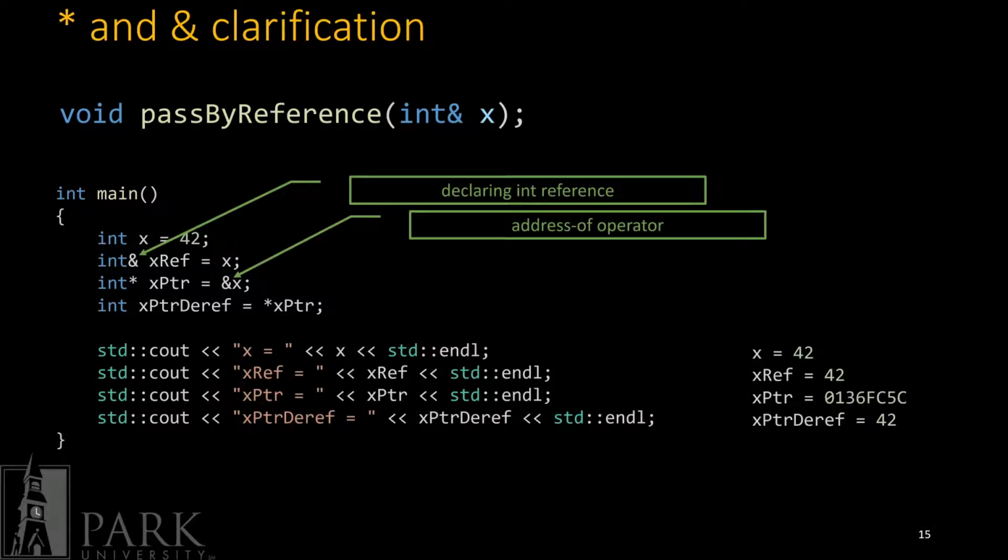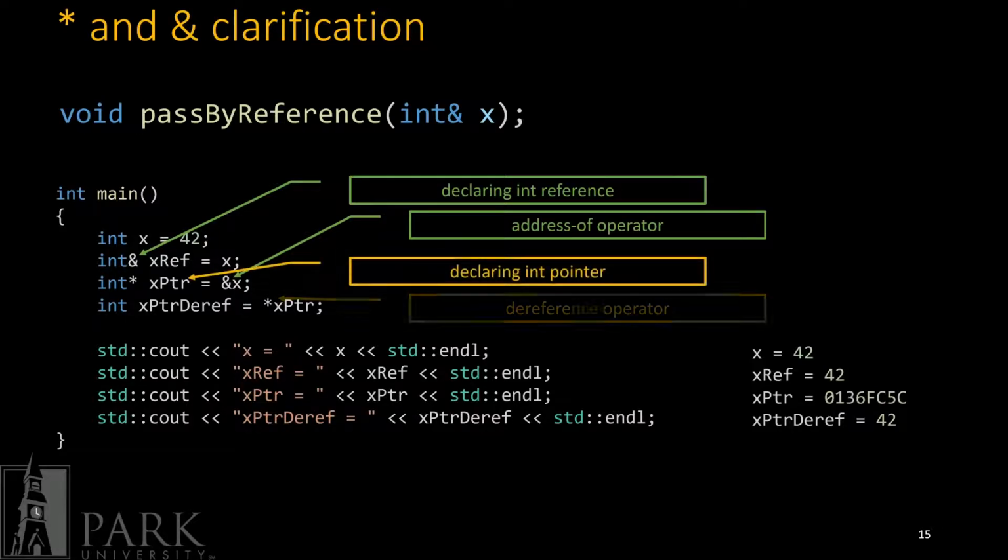If we change x or xref, we'll see the change in the other value. When we declare a reference variable like this, we do not need to use the address of operator to initialize the value. The compiler will do that automatically. And this is similar with pointers. Be aware of the difference between declaring a pointer type and dereferencing a pointer.